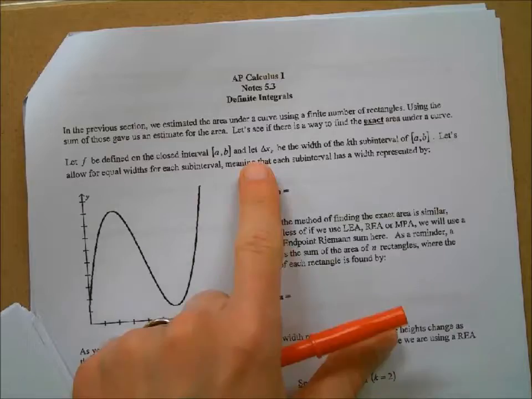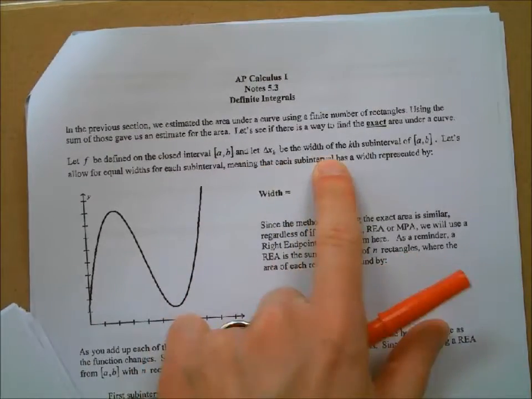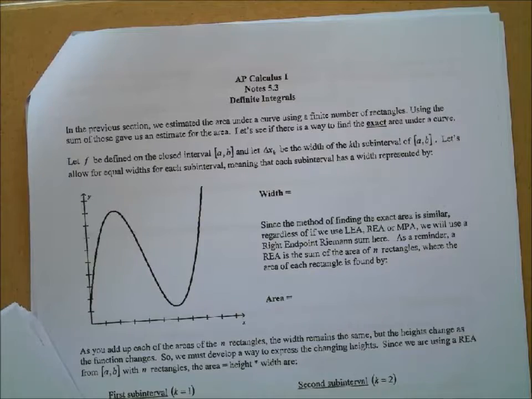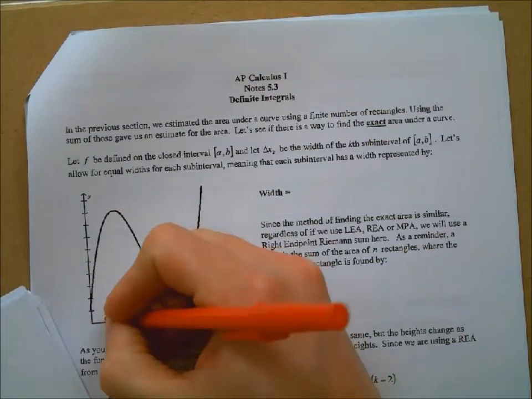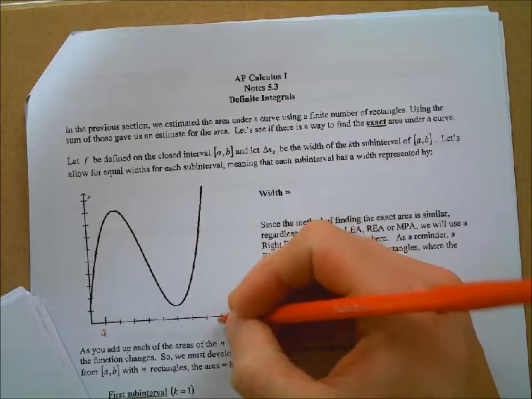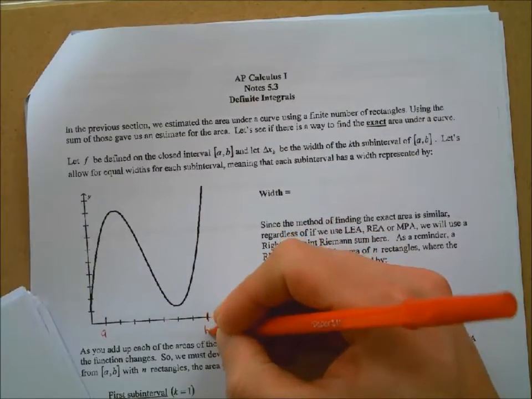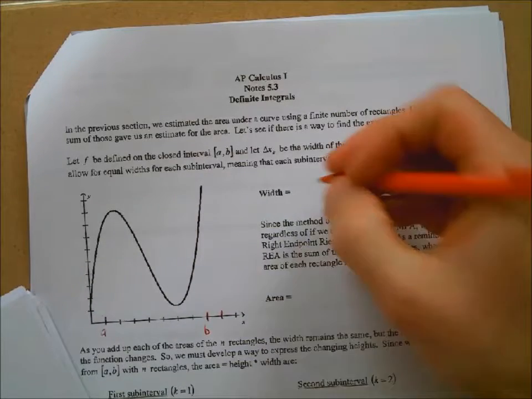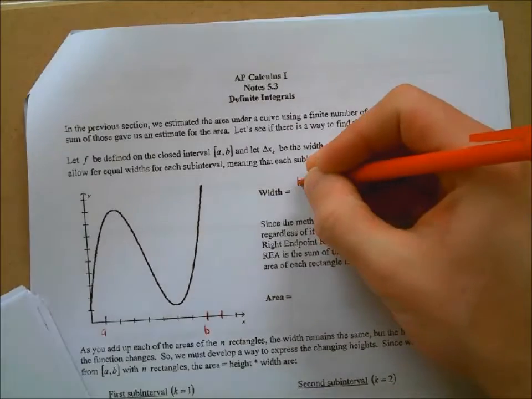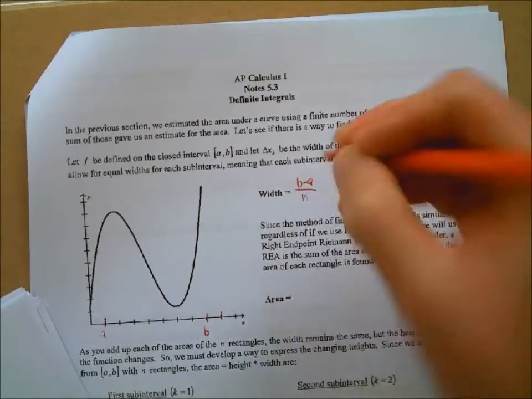And let delta x sub k be the width of the kth subinterval of that interval [a, b]. In this case, we're going to have equal widths for each subinterval. We're not going to worry about different widths for the subintervals. So each subinterval has a width represented by, well, how do we find the width of a subinterval normally? Here's going to be a, and here is b, and we want to divide that up into n subintervals. We take the endpoints, b minus a, and divide that by n, the number of subintervals that we want.